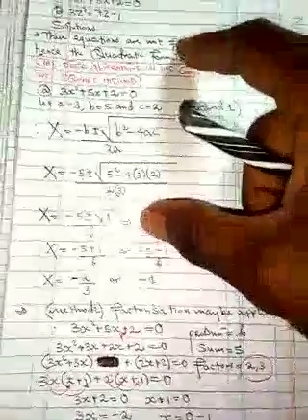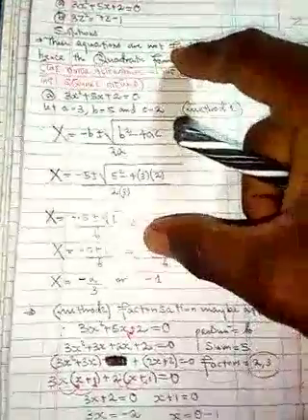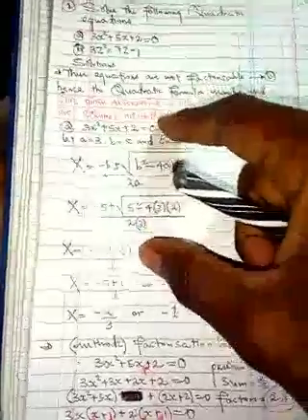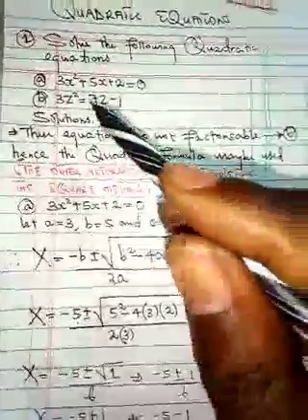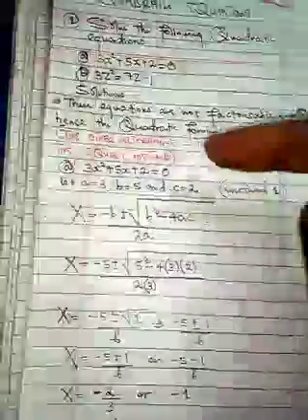This is how you can solve this question, 3x squared plus 5x plus 2 equal to 0, just like that. I hope this helps.